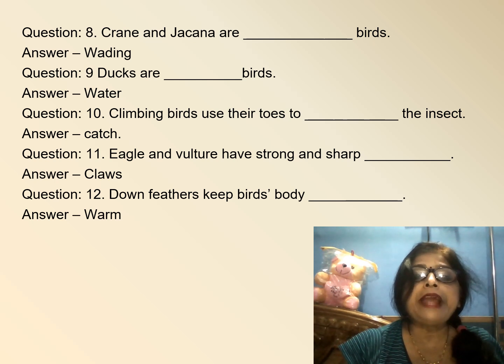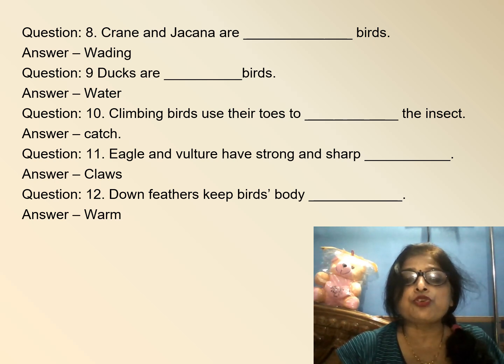Next one, crane and jacana are wading birds. Ducks are water birds. Climbing birds use their toes to catch the insects. Eagle and vulture have strong and sharp claws. Down feather keeps the bird's body warm.